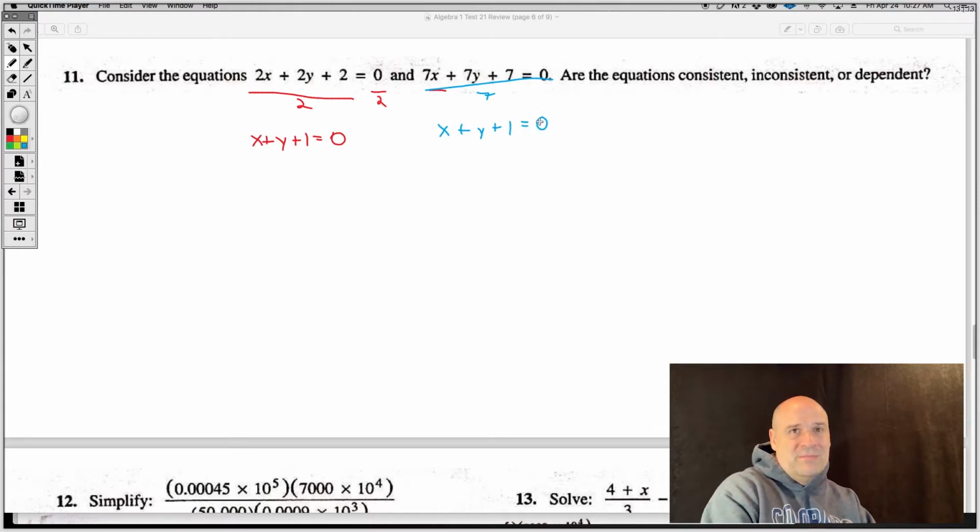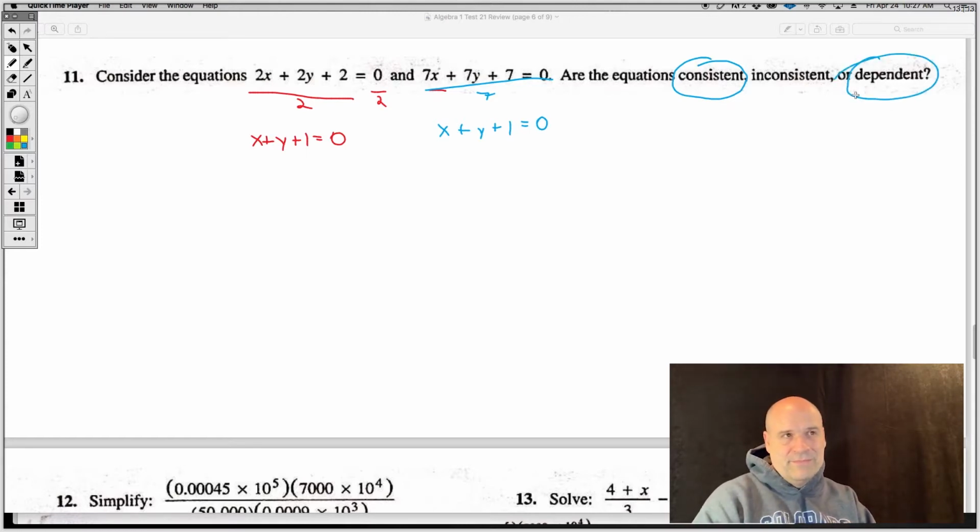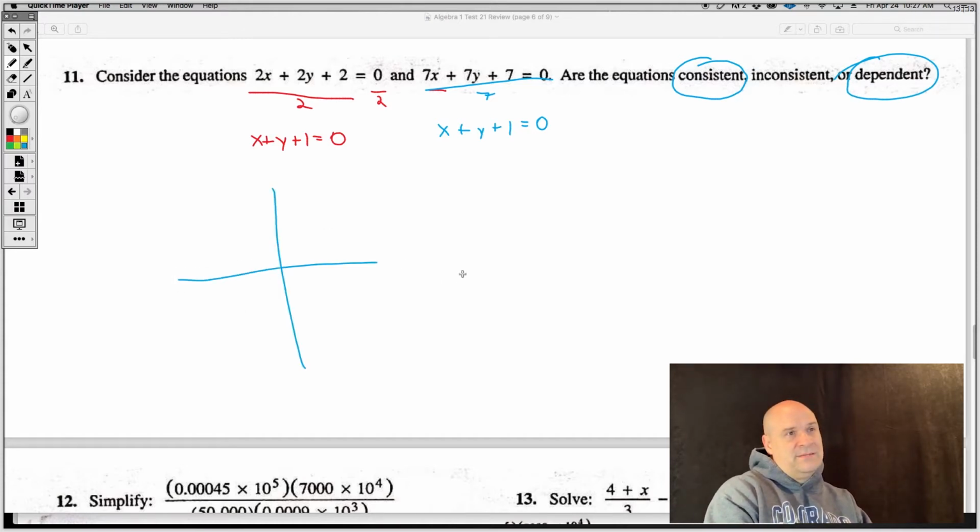So these are the same. So here's the deal. These guys are consistent because they're not parallel, but they're dependent, okay? So if we were to graph these, it would have looked like this. They would have both looked like this, okay? So that was the blue one, and then the red one would have been right on top of it, okay?